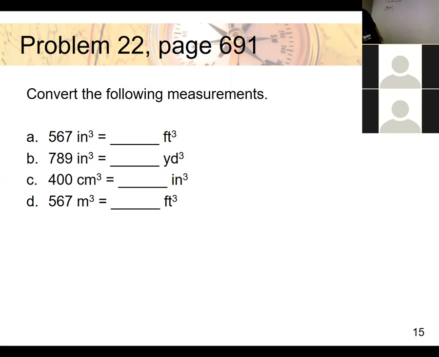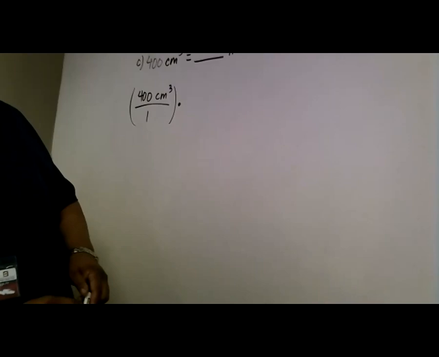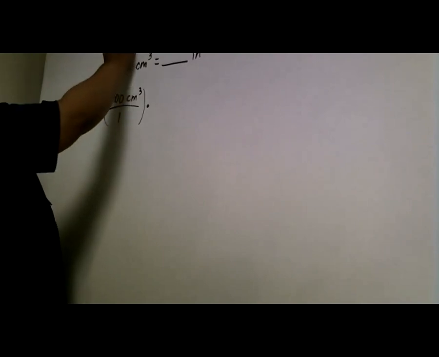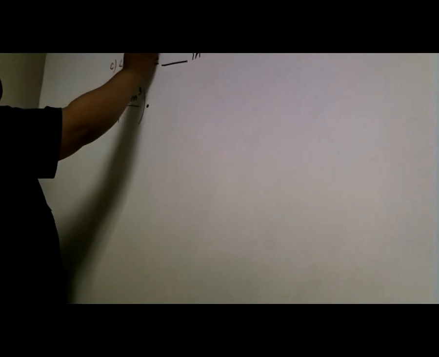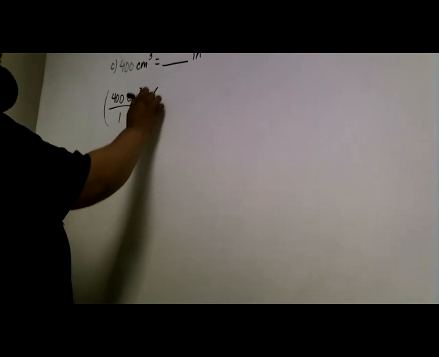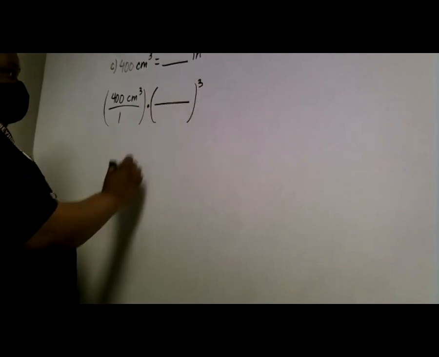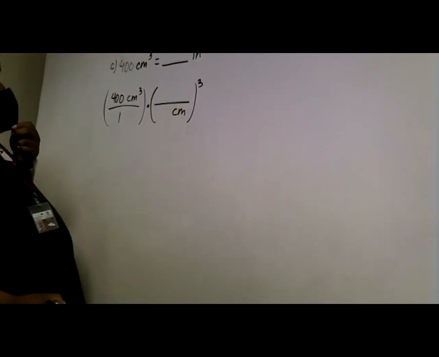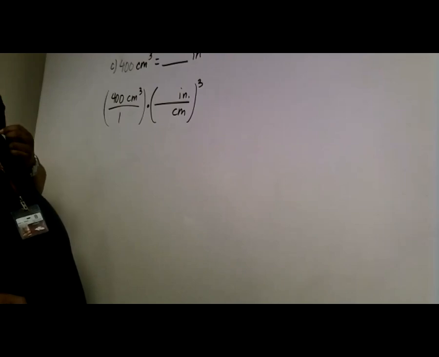There is one thing that I do know, the fact that 2.54 centimeters is equivalent to 1 inch. So let's use that, and this will have to be cubed. We're converting from centimeters, so centimeters needs to be in the denominator. We're going to inches, so inches needs to be on top. And then we write down their equivalents here.